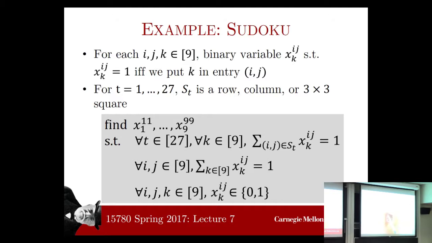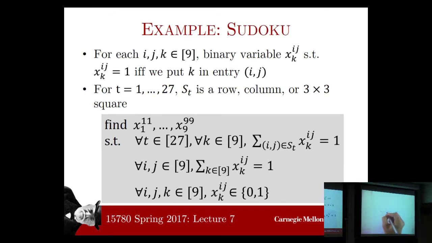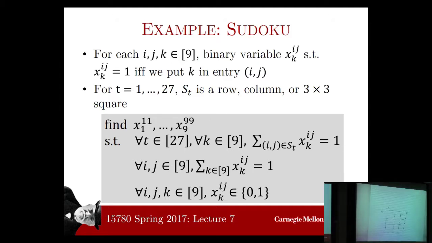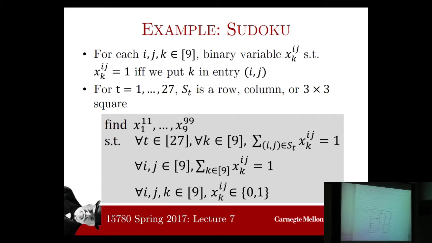Then maybe S10 will be the first column, so it's (1,1), (2,1), (3,1), and so on. And then I have a set like this for each one of the 3 by 3 squares. So every set like this is a set of indices that represents a row, a column, or a 3 by 3 square.